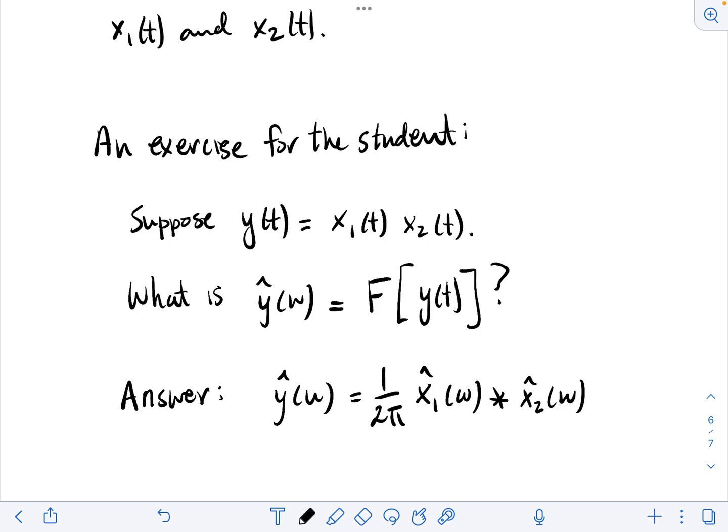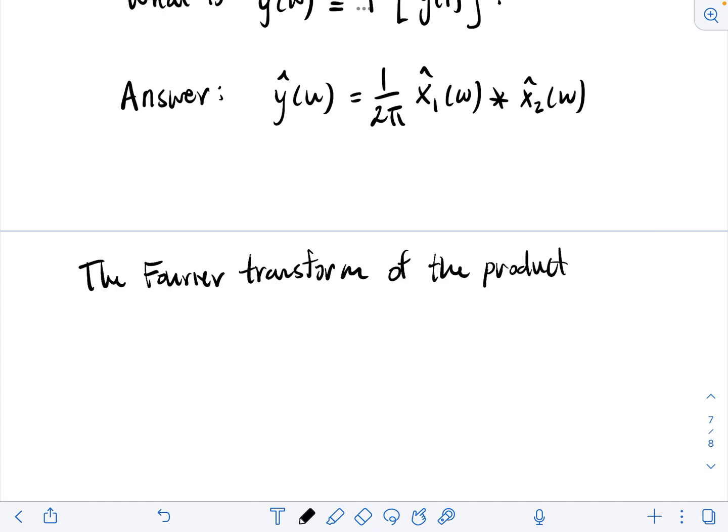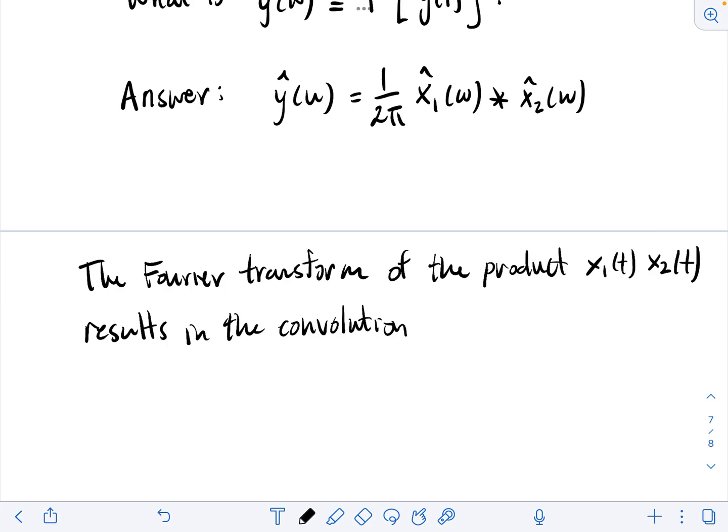Okay, so a related theorem is that the Fourier transform of the product x1 times x2, both functions of time, results in the convolution of x1 hat of omega and x2 hat of omega. So this is all to within a factor of 1 over 2 pi.